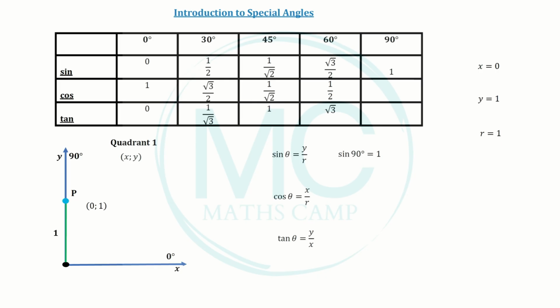Now we can look at cos. So we say cos 90 degrees is equal to the value of x, which is 0, over r, which is 1. 0 over 1 leaves us with 0. Let's put this into our table as well. Finally, we can look at our tan ratio. So we say tan 90 degrees is equal to the value of y, which is 1, over the value of x, which is 0. Now remember that any fraction with a denominator of 0 is undefined. So tan 90 degrees is undefined, and we can put this into our table as well.